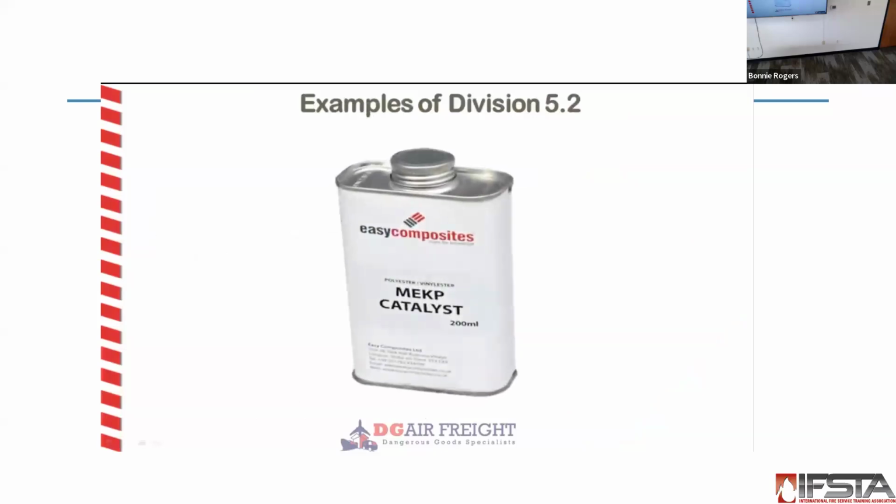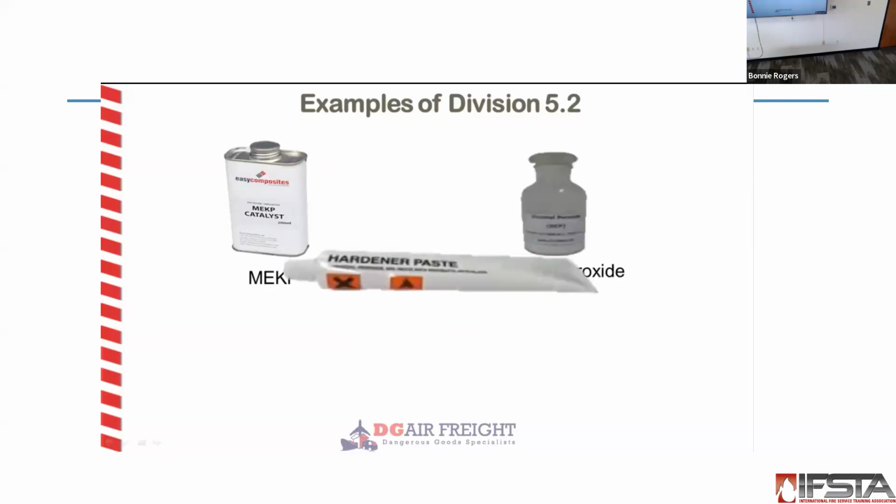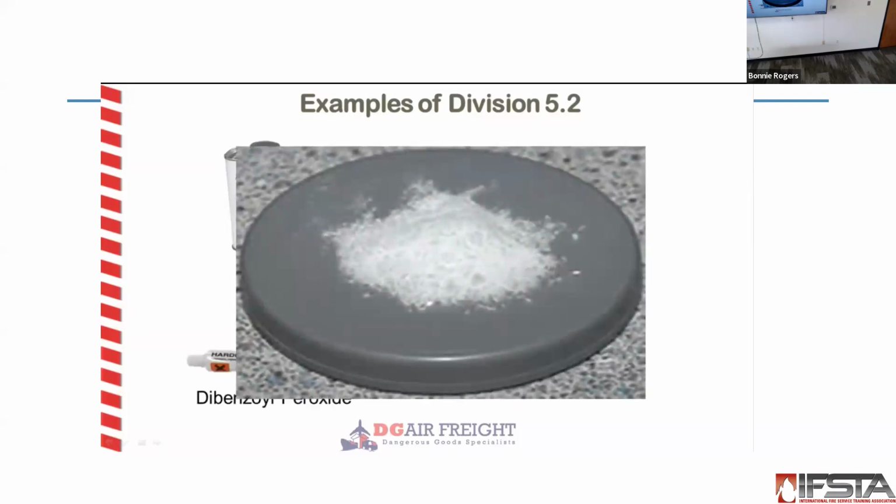Examples of Division 5.2 include methyl ethyl ketone peroxide, or MEKP. This is a catalyst used in fiberglassing. Dicumyl peroxide, which is used as a cross-linking agent in the rubber and plastics industry. Dibenzoyl peroxide, which is primarily used in the manufacture of polymers like expandable polystyrene, but can also be used in acne treatment. And also acetone peroxide, which can be used as a flour bleaching agent. However, it is also an ingredient in some explosives.